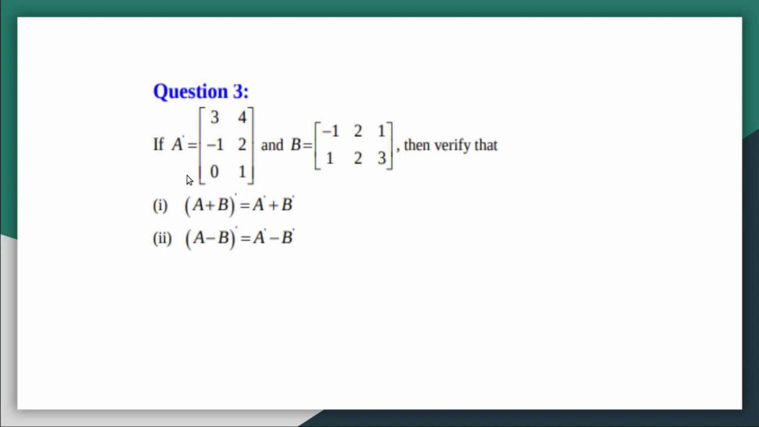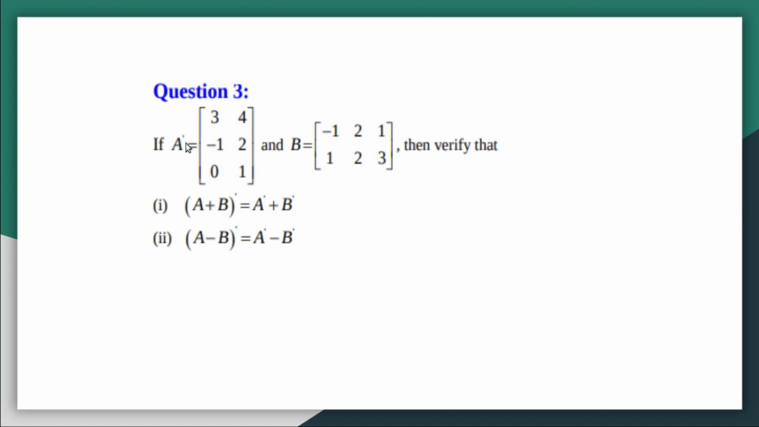Now the third one. Given A transpose equal to matrix 3, 4 minus 1, 2, 0, 1 and B equal to matrix minus 1, 2, 1, 1, 2, 3. Then verify that (A plus B) whole transpose equal to A transpose plus B transpose, and second one, (A minus B) whole transpose equal to A transpose minus B transpose.